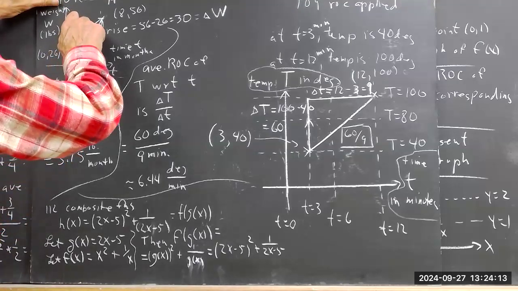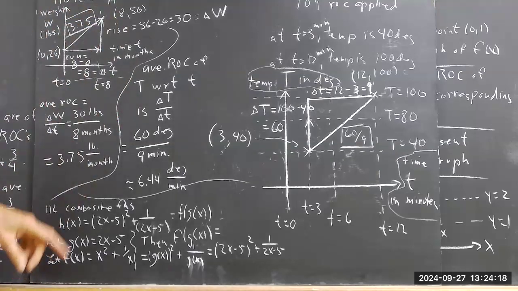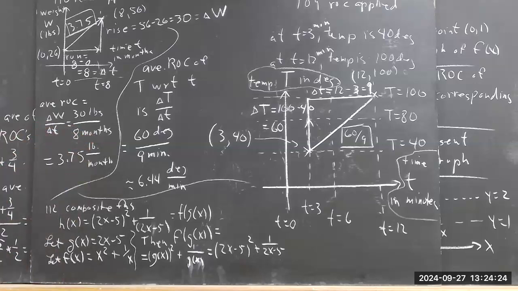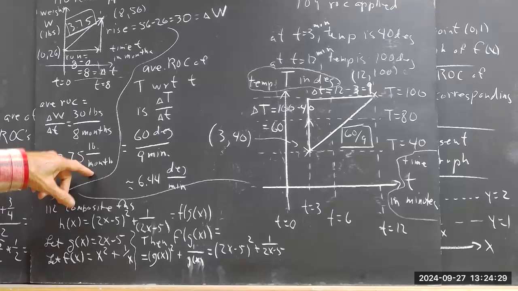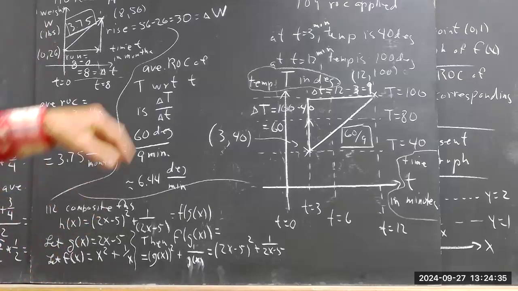It's the rise divided by the run, so it's identified with the slope. The slope would be 3.75. The rise divided by the run would be 30 pounds over 8 months. We've got to keep those units in there, which is then divide this and get 3.75 pounds per month. Okay, there it is depicted on the graph. Here it is written out as an average rate of change.